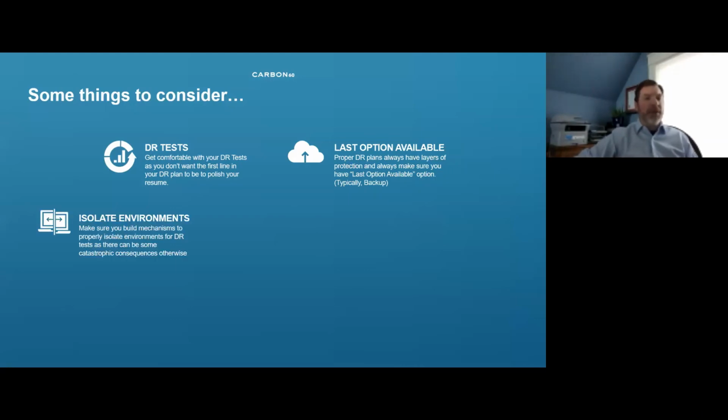Isolate environments. I've witnessed this many times in my career. When you do testing, make sure that you properly isolate for DR tests. There could be catastrophic consequences. There's a large organization in the U.S. that I did some consulting with, and we were brought in to rescue them. With a DR test, they were replicating Active Directory into an isolated DR environment, and someone forgot to uncheck their site-to-site VPN tunnel. When that Active Directory server came up, it poisoned the rest of the Active Directory in the business, and the whole business was down.